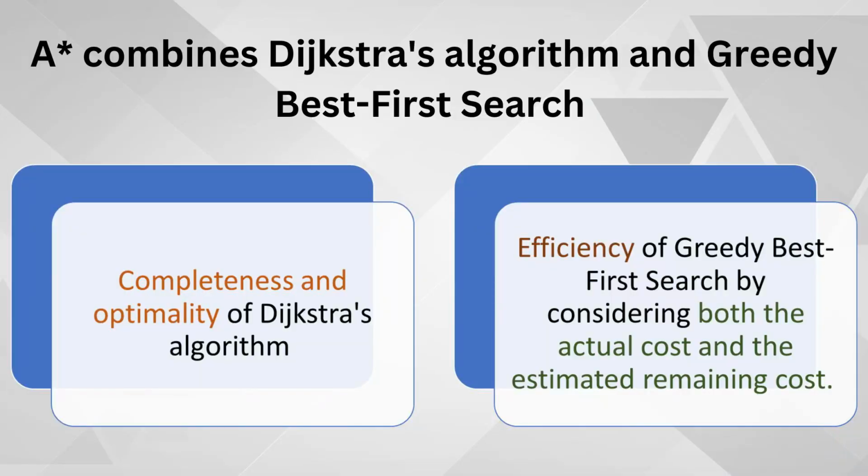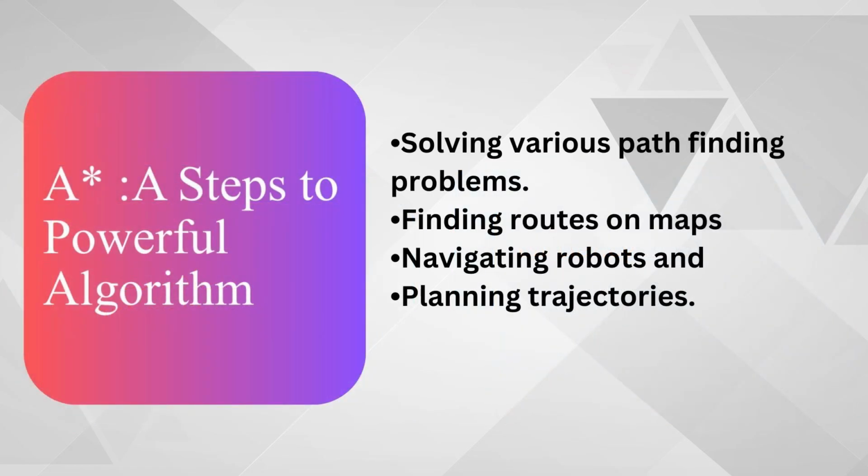A star combines the completeness and optimality of Dijkstra's algorithm with the efficiency of greedy best first search by considering both the actual cost and the estimated remaining cost. This makes A star a powerful algorithm for solving various pathfinding problems such as finding routes on maps, navigating robots and planning trajectories.